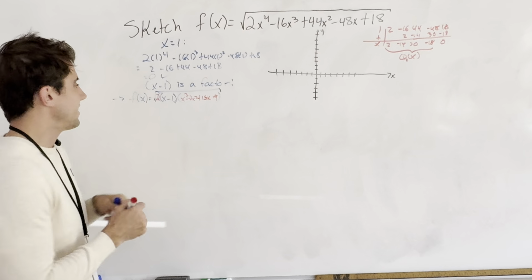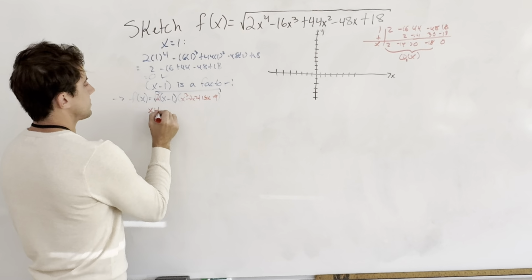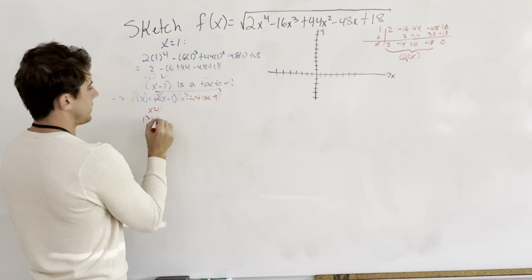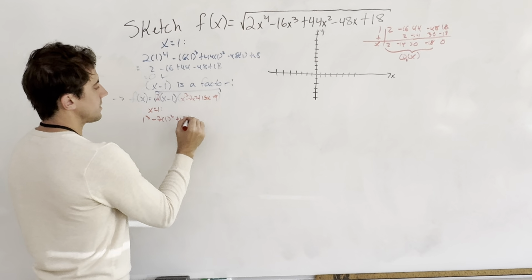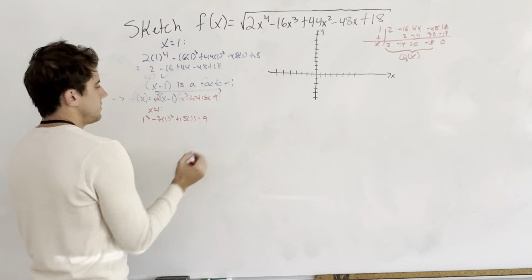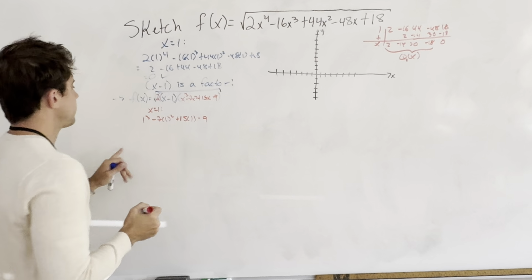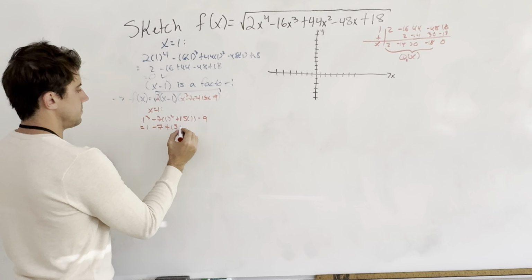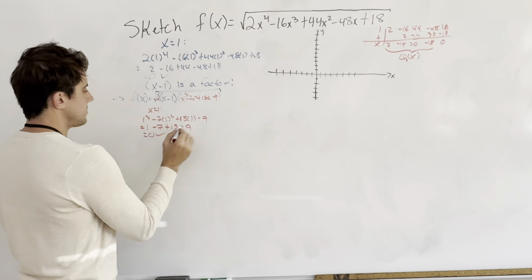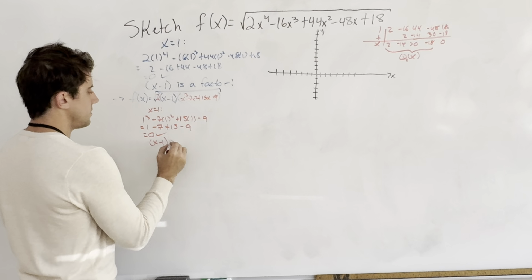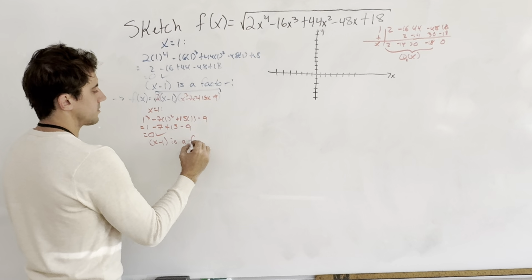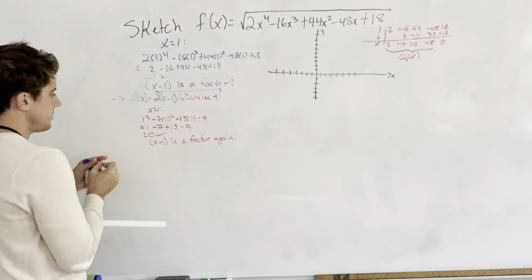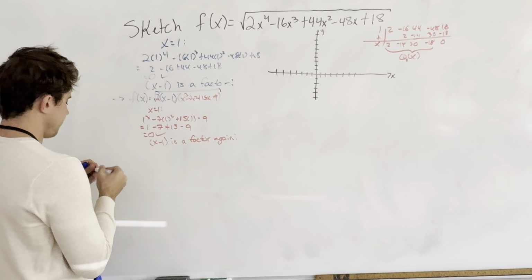So if we try 1 again, x equal to 1 means that plugging into the cubic, we get 1 cubed minus 7 times 1 squared plus 15 times 1 minus 9. That is 1 minus 7 plus 15 minus 9, and that is 0. And so x minus 1 is a factor again. And so now we can therefore write f of x.